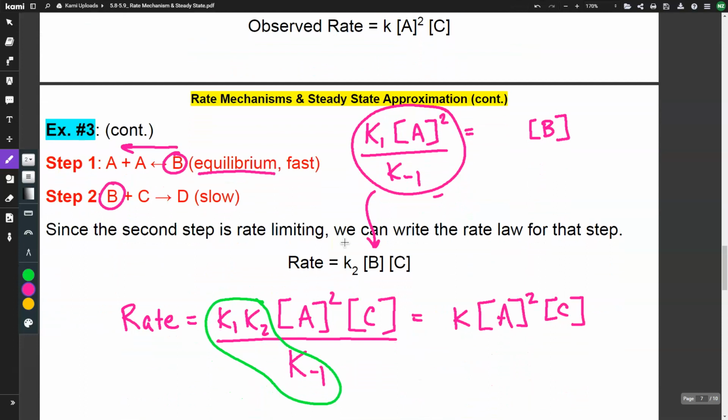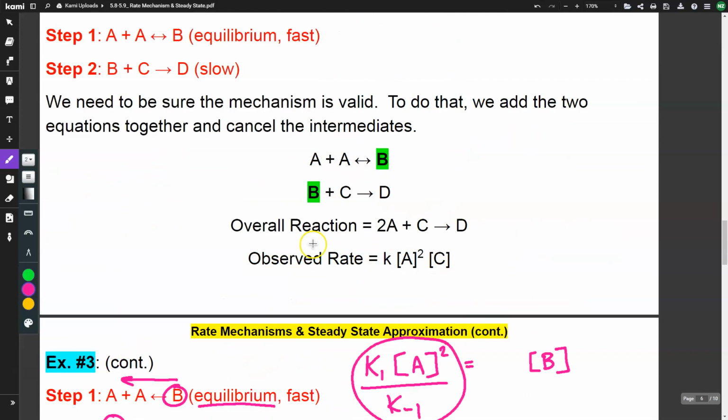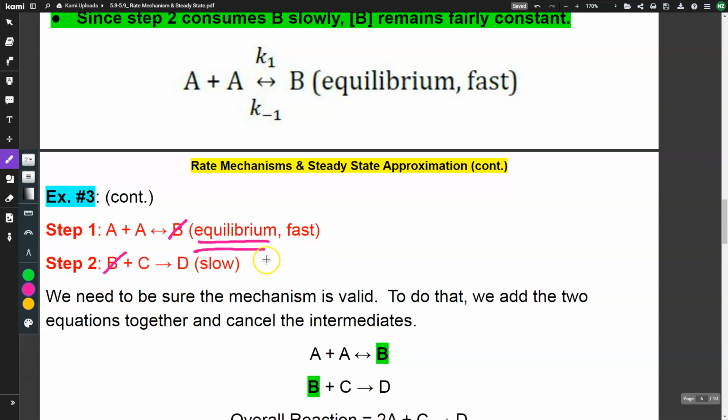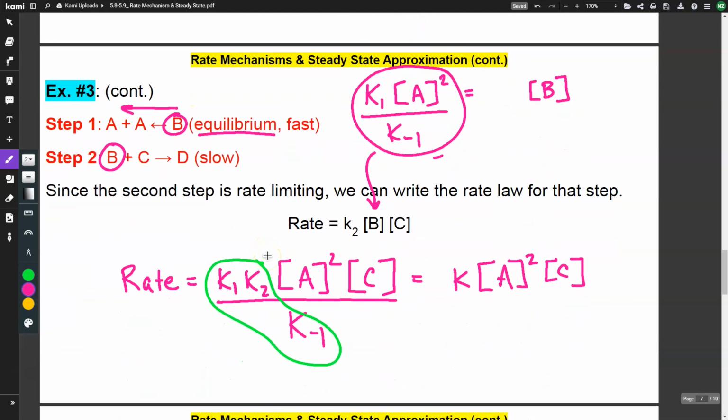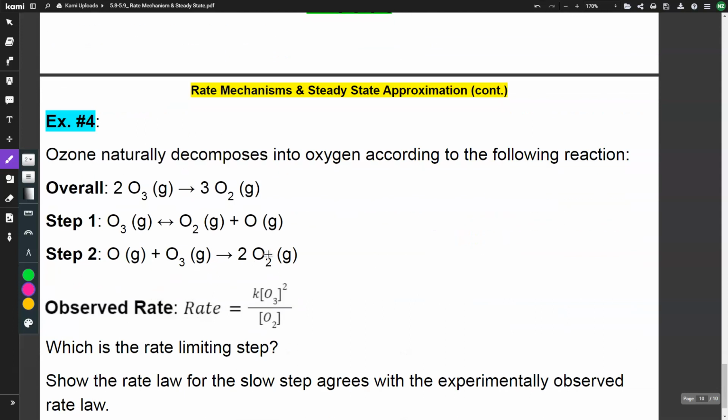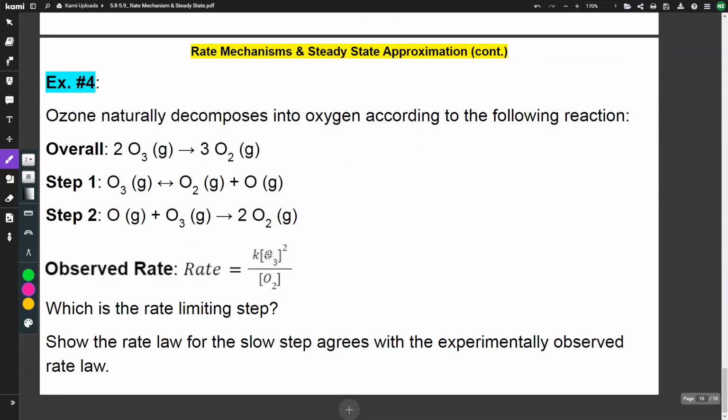So in this case, if we had just done what we had previously done, where you cancel out the intermediates, it would match up with what we would normally get. But again, the reason we had to go through all those steps is because that step 1 was at equilibrium. So you have to go through these extra steps to verify the rate when you have an equation that's at equilibrium. Okay, so we just did that, and let's move on to another example here.